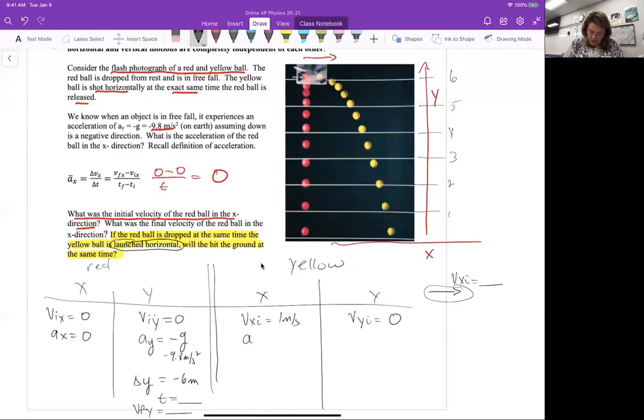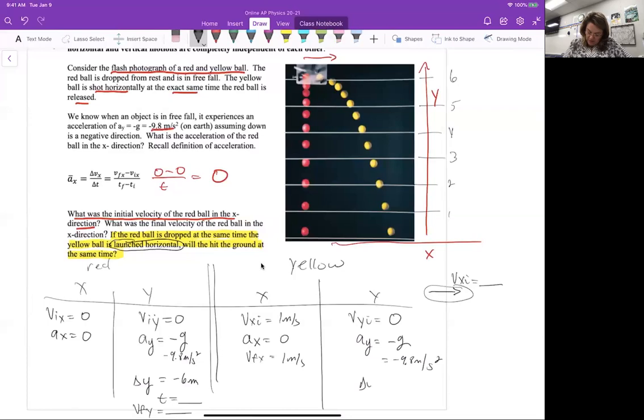What is the acceleration in the x direction? 0. So if that's the case, that final velocity in the x direction has to be 1 as well, because there's no change in the velocity. We'll continue proving that in just a little bit. All right, what do I know about the y direction as far as acceleration? It's negative g, which equals negative 9.8 meters per second squared.